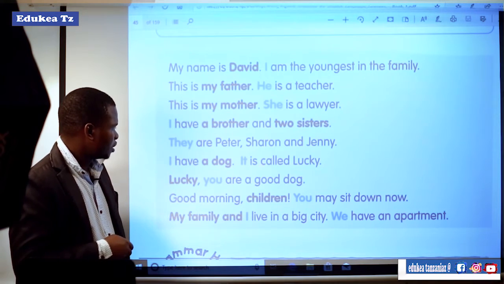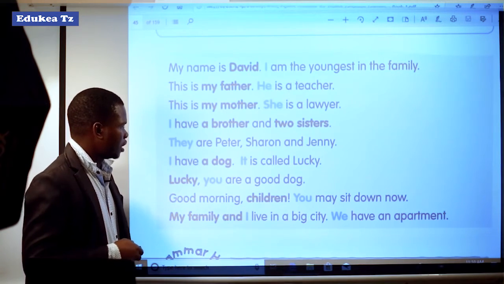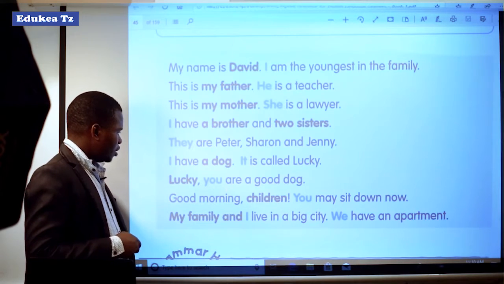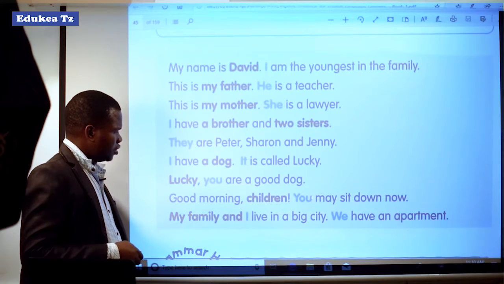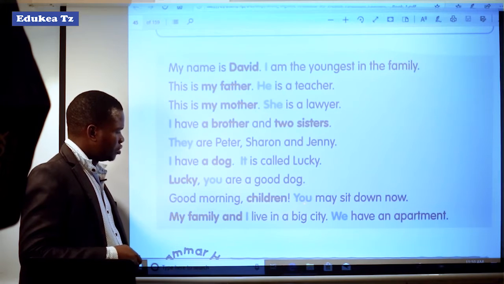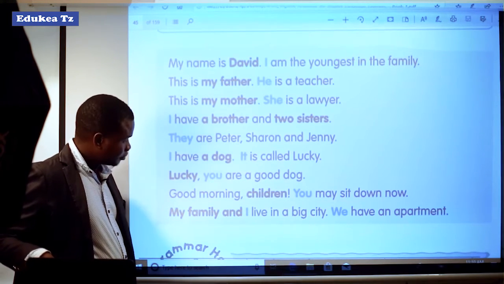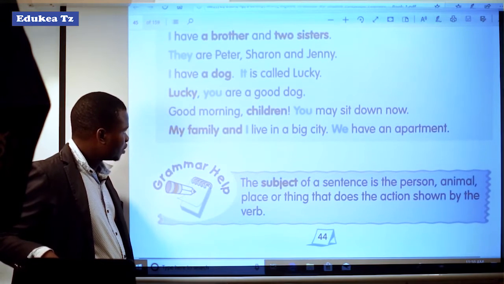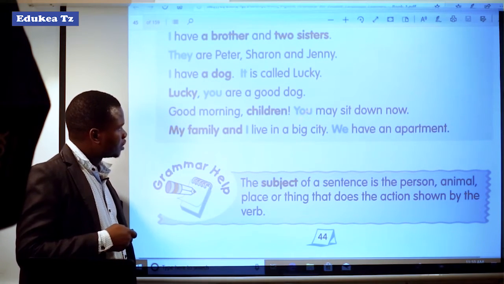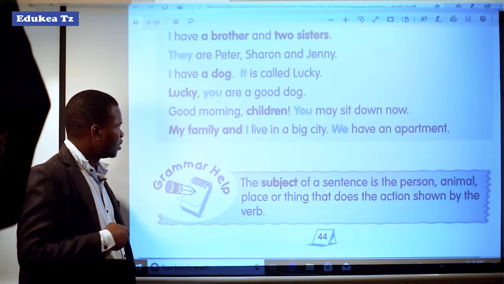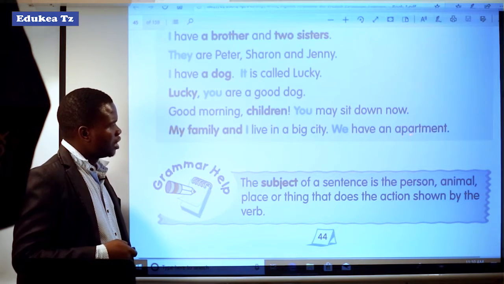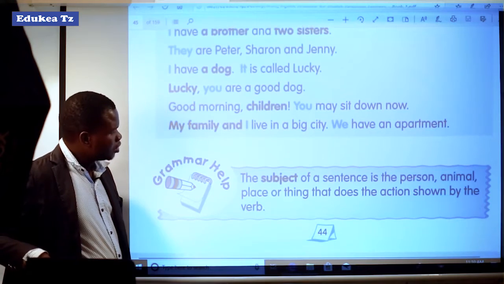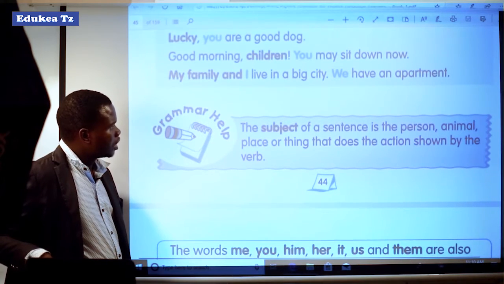I have a dog. It is called Luck. Luck, you are a good dog. Good morning, children. You may sit down now. So this word you is a pronoun, and it is a personal pronoun, since it is a replacement of children. My family and I live in a big city. We have an apartment. So all these which I have discussed are pronouns.